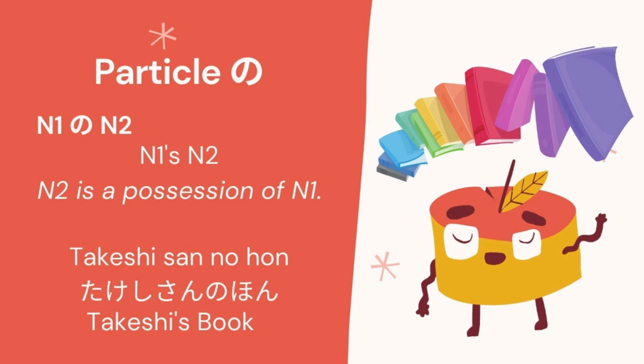Particle no. N1 no, N2. Which means N1's N2. Where N2 is a possession of N1. In our example, Takeshi-san no hon. Meaning N1's N2 or N2 is a possession of someone. Yung hon dito, which means book, is pagmamay-ari siya ni Takeshi-san. So, ang English translation nun is Takeshi's book.